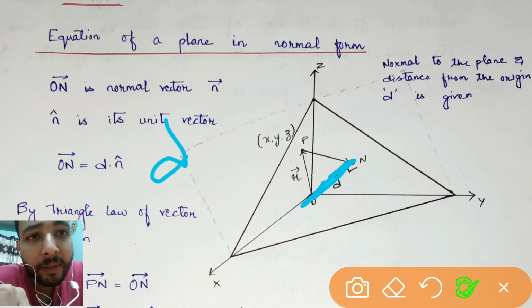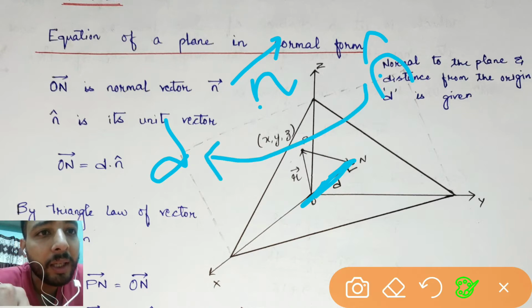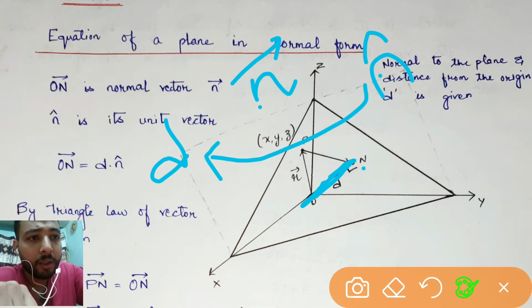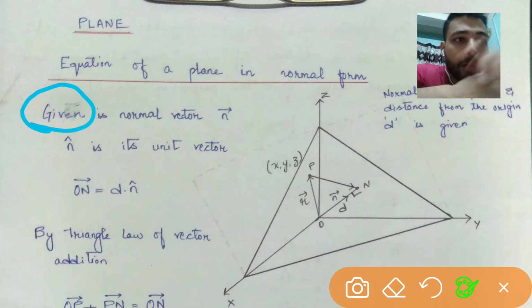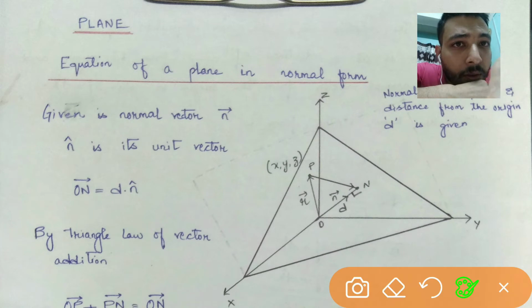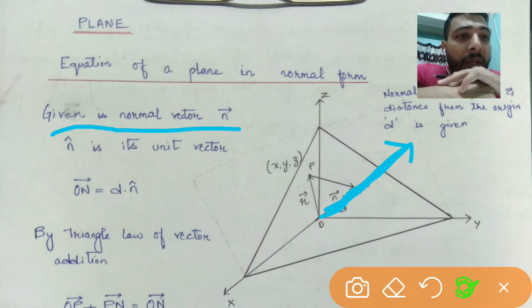Now if d is given and your n vector is given, if I find n cap and multiply with this d, then I can get the vector. I made a little change here. Given is the normal vector n vector, so n vector may be much bigger. It may cross the plane, it can go through the plane and come out.